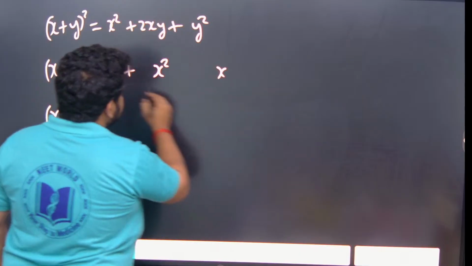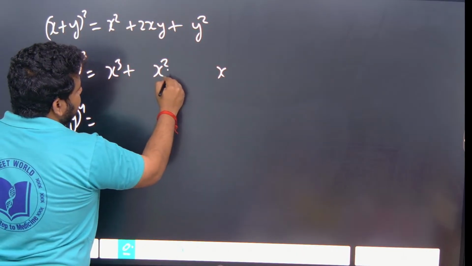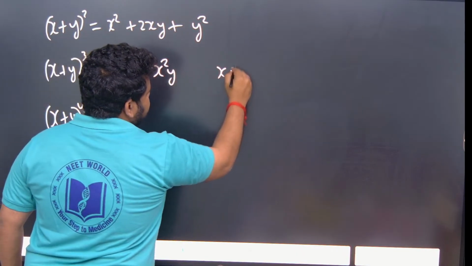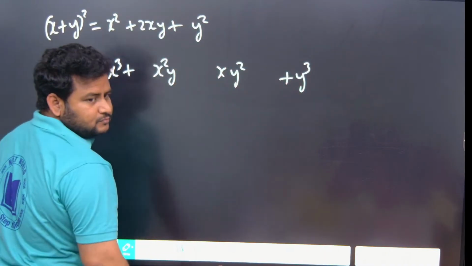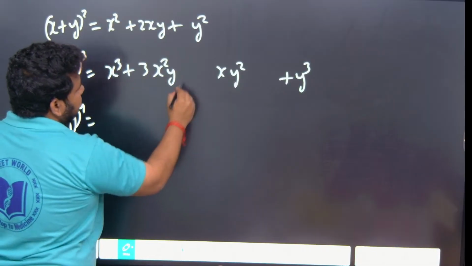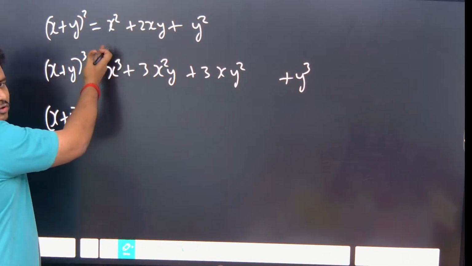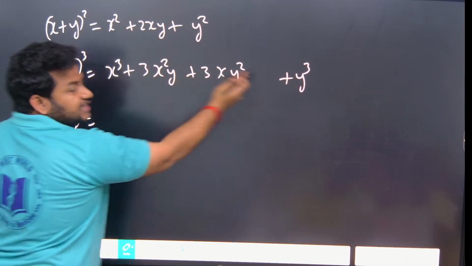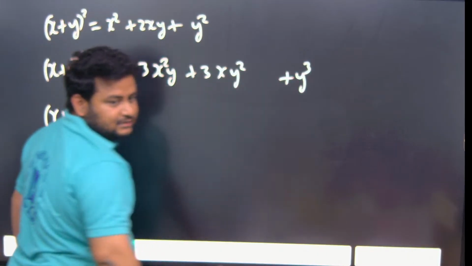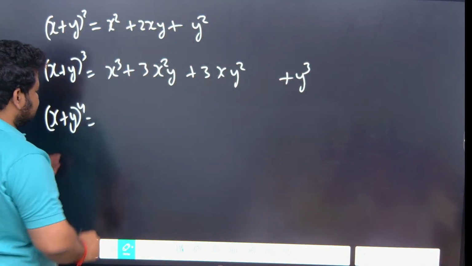X. So this will become what? X square y, x y square. Then it will become what? Y cube. Correct. Now, what are the coefficients? See, 3 plus 3. What is it? In multiples of 11: 1, 2, 1; 1, 3, 3, 1; 1, 4, 6, 4, 1, like that the expansion comes. So this will become what? X plus y to the power of 4.